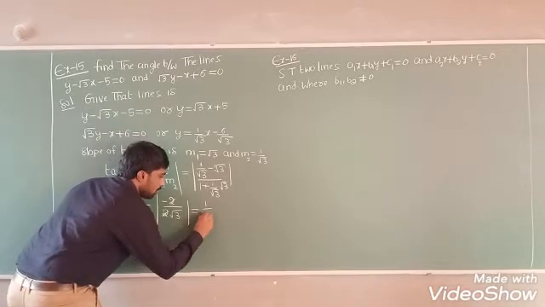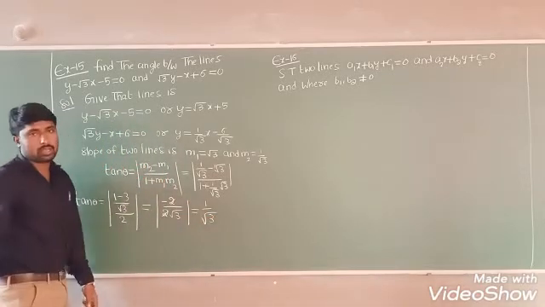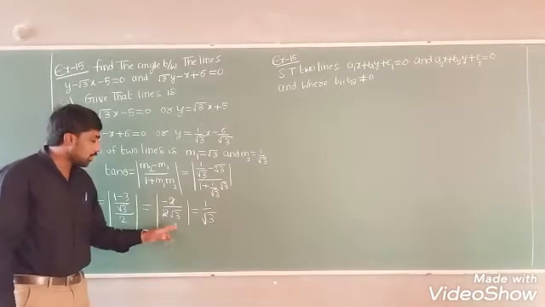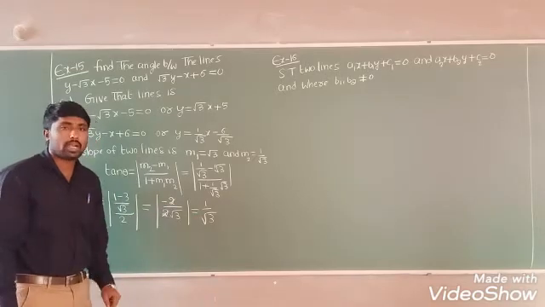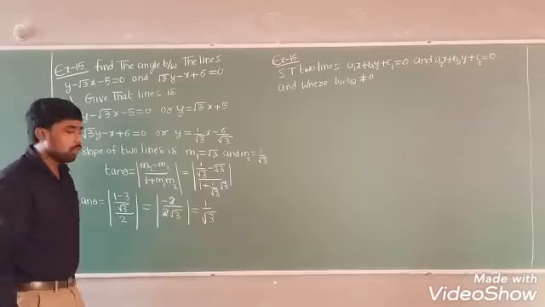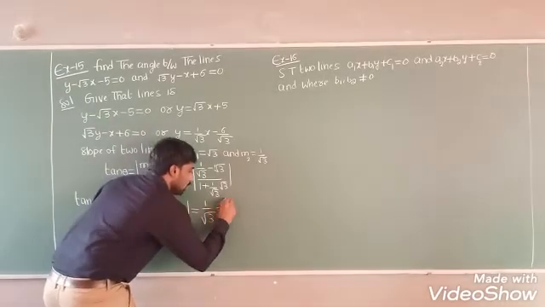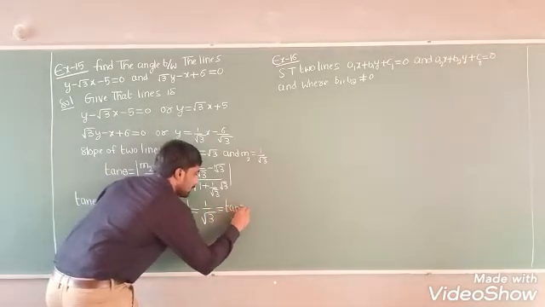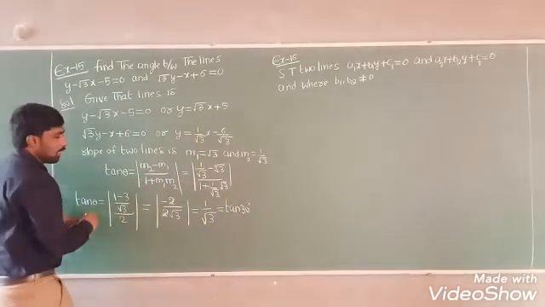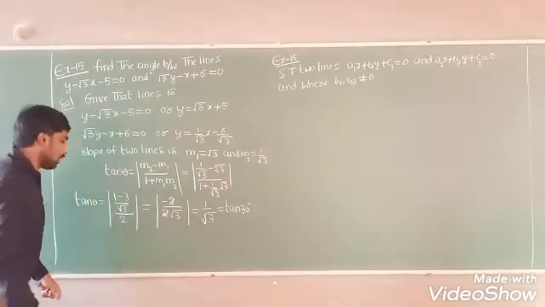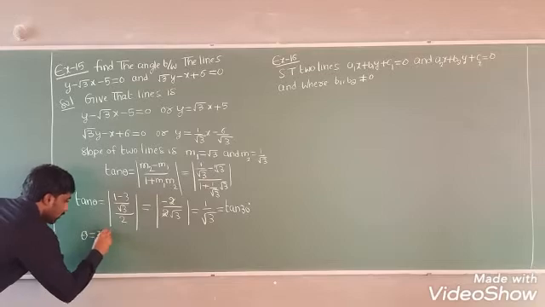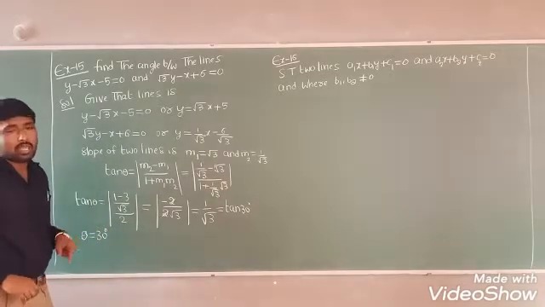Minus 1 by root 3 means what? 1 by root 3, because it is inside the modulus. If it is a negative value inside the modulus, when it comes outside it becomes a positive value. Tan theta equal to 1 by root 3. Can I write this 1 by root 3 like this? Tan 30 degrees. If tan theta equal to tan 30 degrees, what is the theta value? Theta equal to 30 degrees. So this is the angle between two lines.